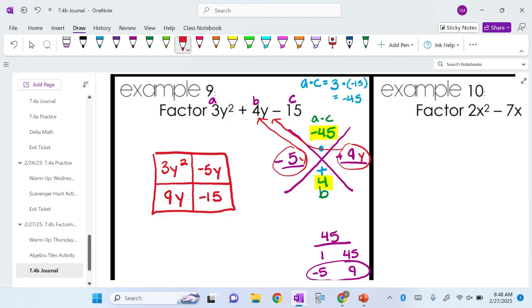Now, here's where you got to infer a little bit. So, if I want 3y squared, first off, what times what is the only way to get 3? 1 and 3. All right. And then how do we get y squared? Y times y. So we're probably going to do y times 3y somewhere for that box. However, we need to figure out where that will go.